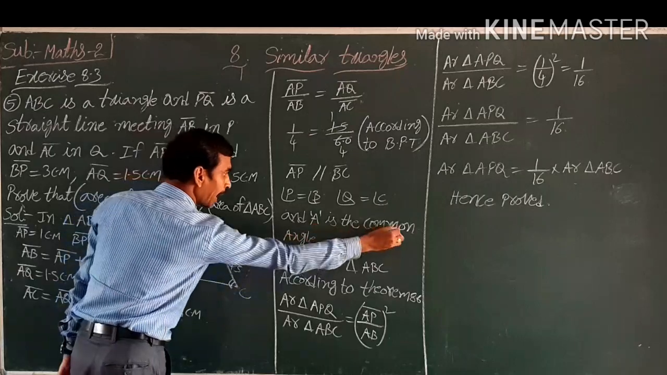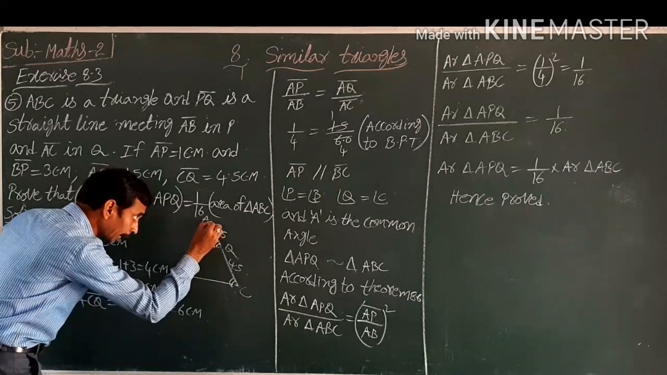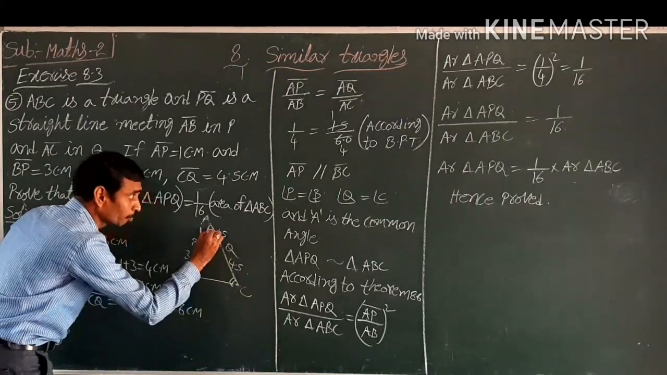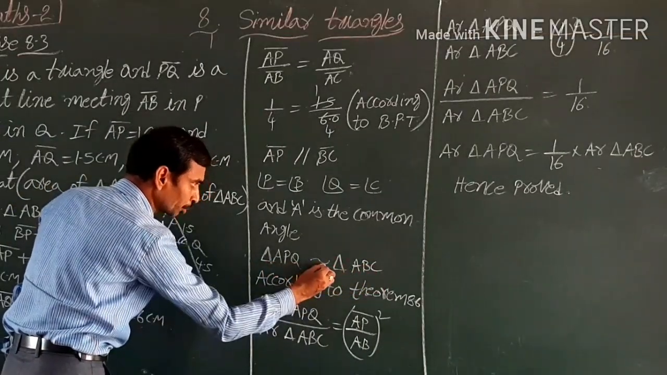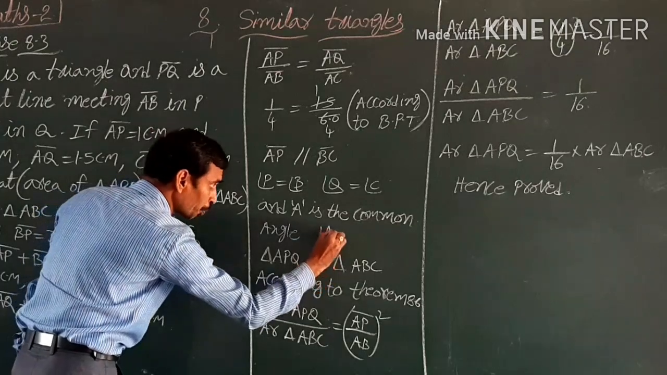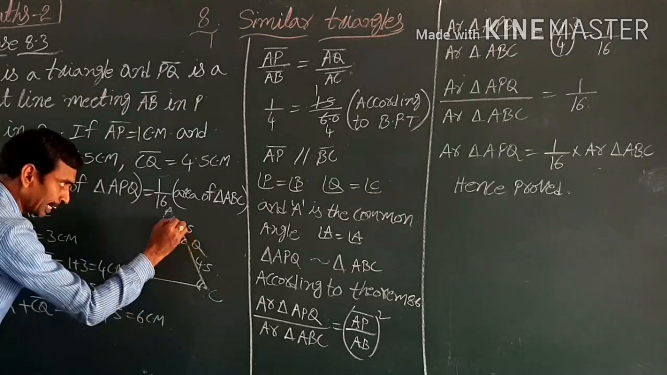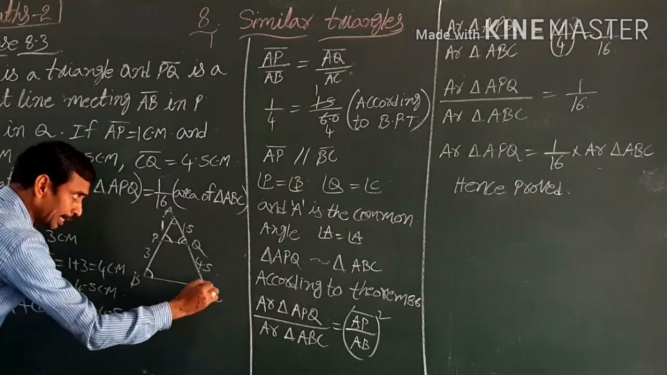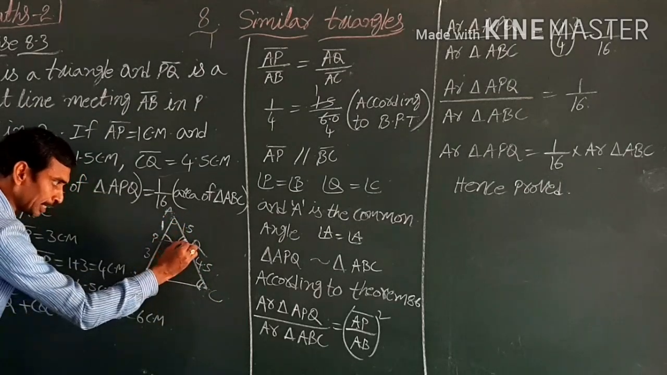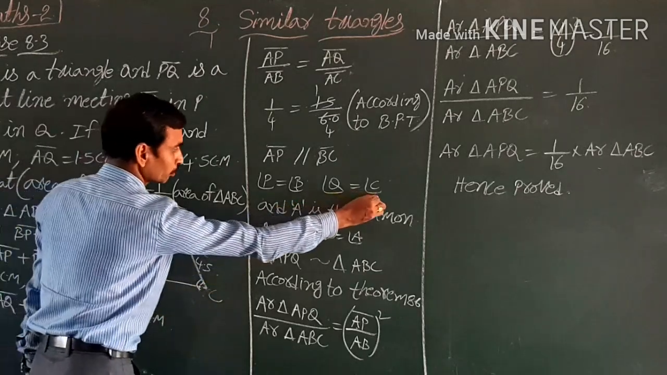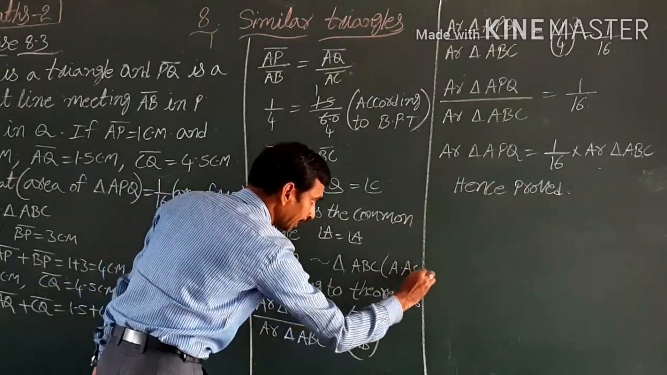Now A is the common angle in the two triangles: in triangle APQ we get A, and in triangle ABC we get A. If you observe triangle APQ and triangle ABC, both are similar. Why? Corresponding angles are equal. First, angle A is the common angle. Next, angle P is equal to angle B, and angle Q is equal to angle C. So these two triangles are similar according to angle similarity.